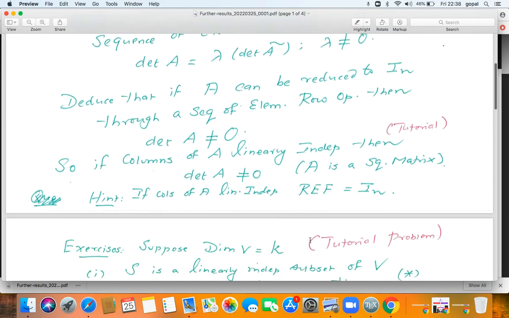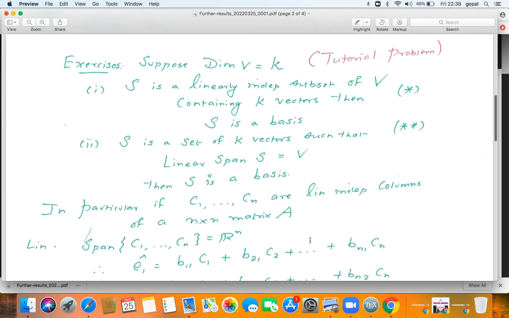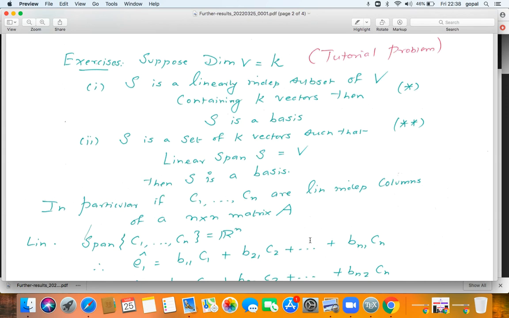That's an exercise. Yet another exercise I want to discuss. Suppose the dimension of V is K, and S is a linearly independent subset of V containing exactly K vectors. Then S is a basis.